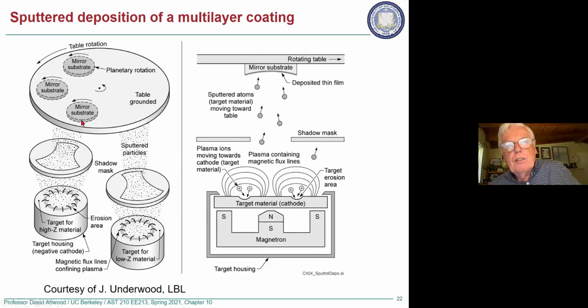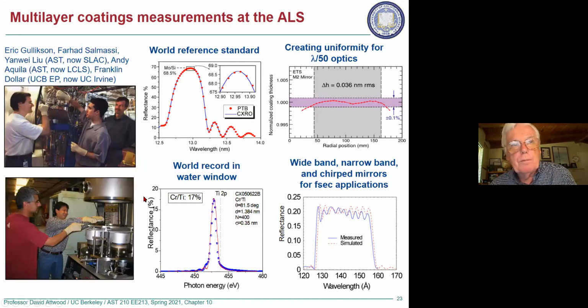If you needed an intermediate material like B4C, you'd need another head in the middle here to get that, okay? Maybe on both ends of it. So that's how you make them. You also have to measure them.